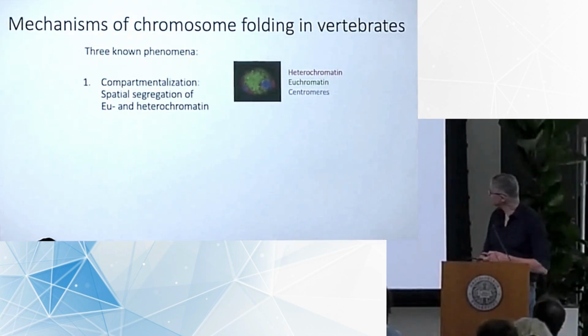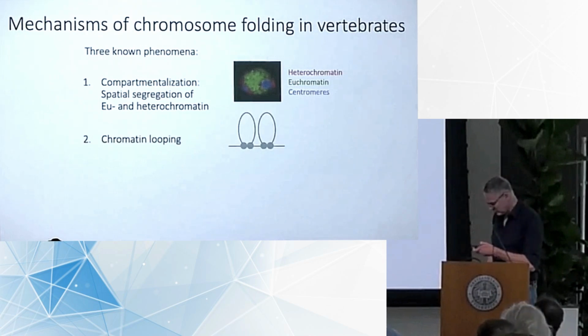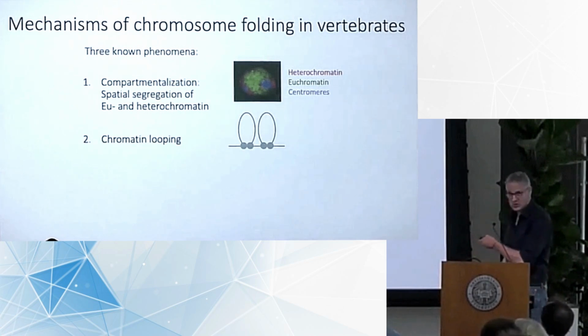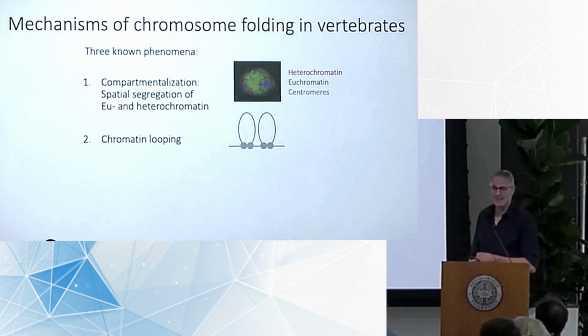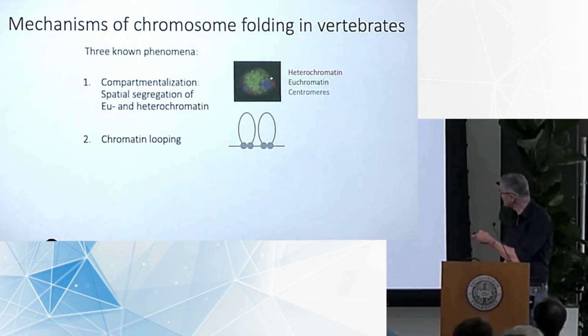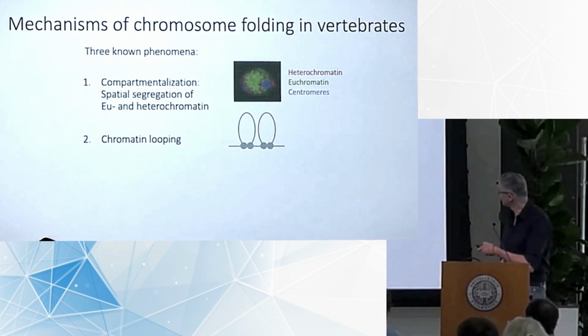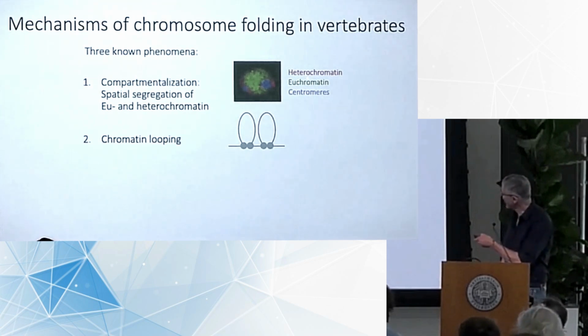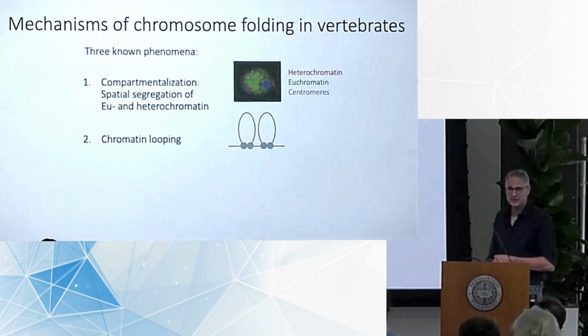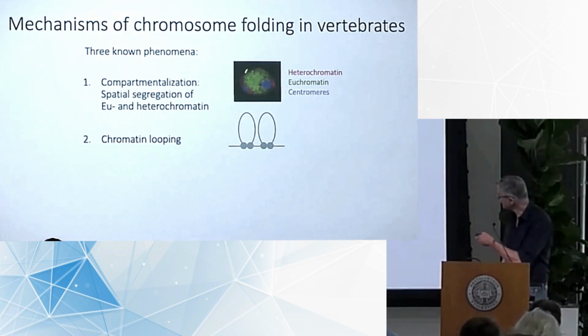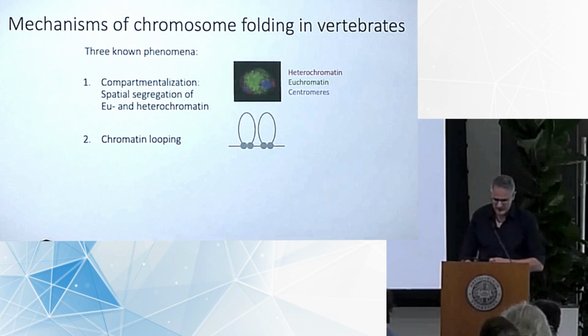The first one is compartmentalization, which was actually one of the first phenomena seen in both the microscope and in Hi-C later, which is the spatial segregation of heterochromatin, euchromatin, and centromeres, for instance. Here's a beautiful picture taken by the lab of Irina Solovei.